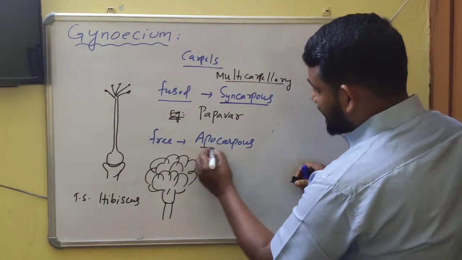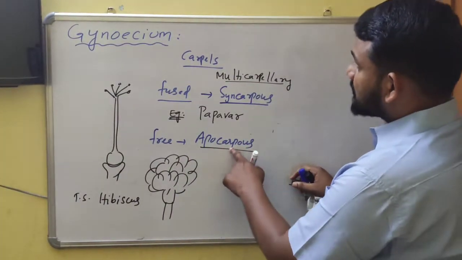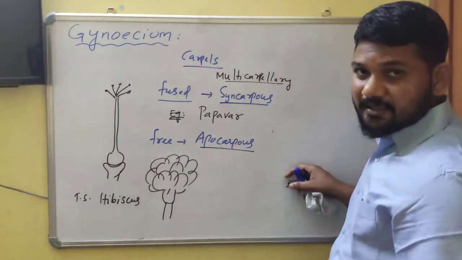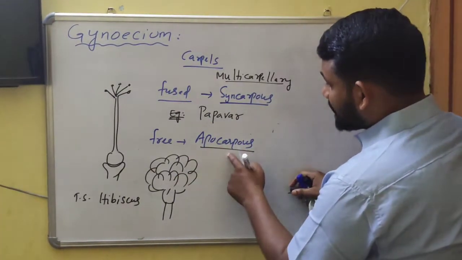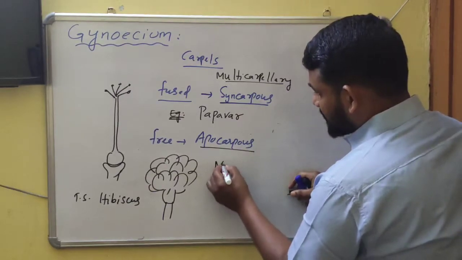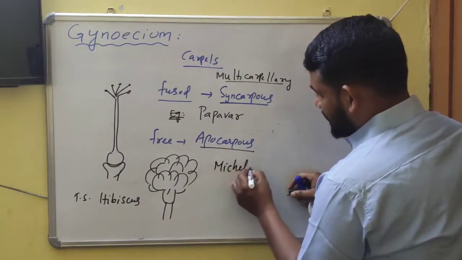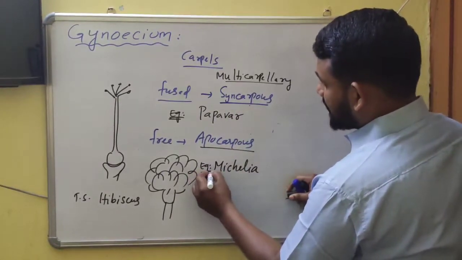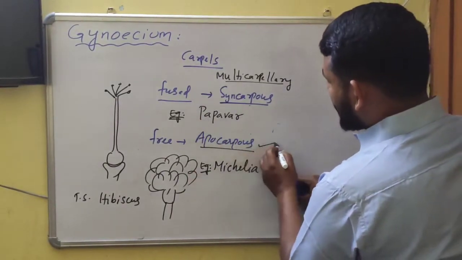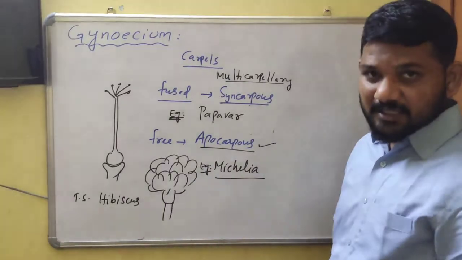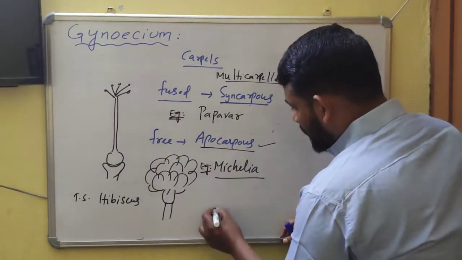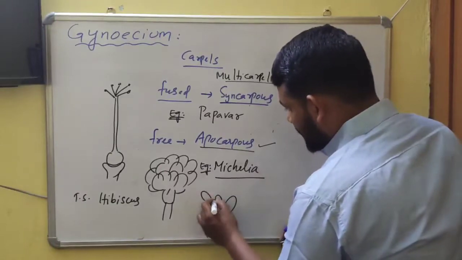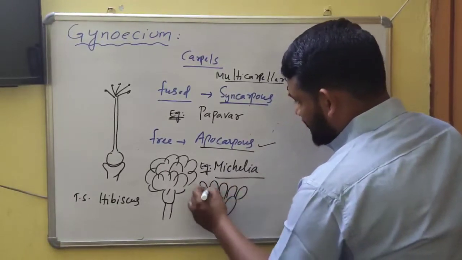And multicarpellary apocarpous means all carpels are free from each other. This kind of gynoecium can be observed in Michelia. So in Michelia, all the carpels are free from each other.